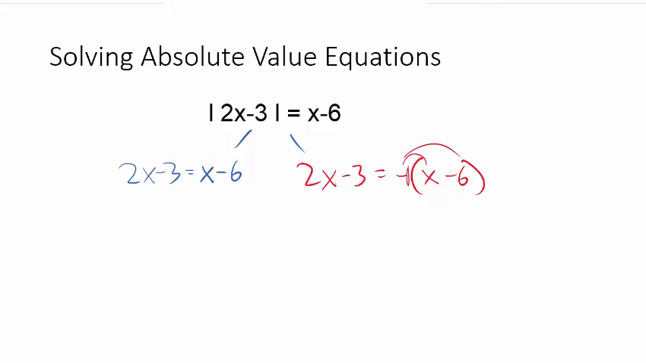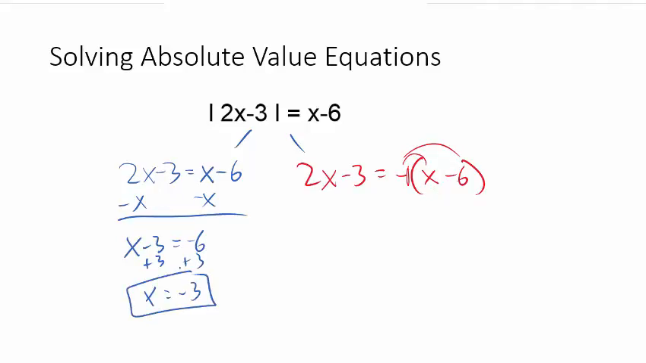So we'll solve the left here first. This will give me 2x. Oh, I'm sorry. Let's go back here. Let's just start by subtracting x from both sides. So that gives me x minus 3 is equal to negative 6. And then if I add 3 to both sides, one possible answer here is going to be negative 3.